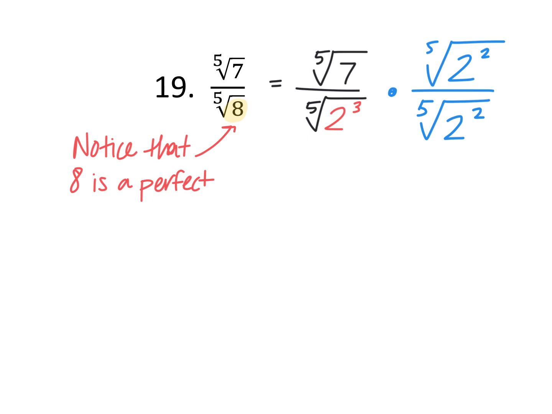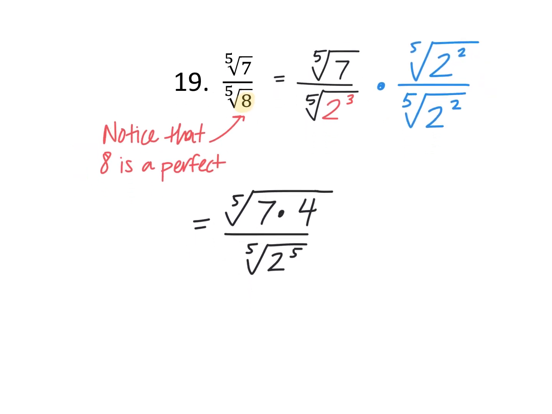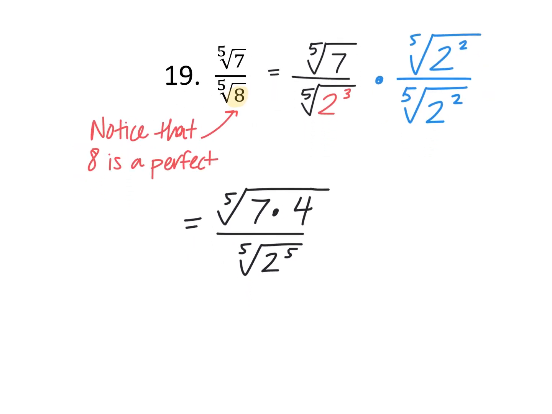All right. I'll do it on the next row down. So that would get me on the top the fifth root of 7 times 2 squared, which is 4. And in the denominator, we've got the fifth root of, we should have 2 to the fifth. That was the whole point of doing that, was so that I have something I can actually evaluate.